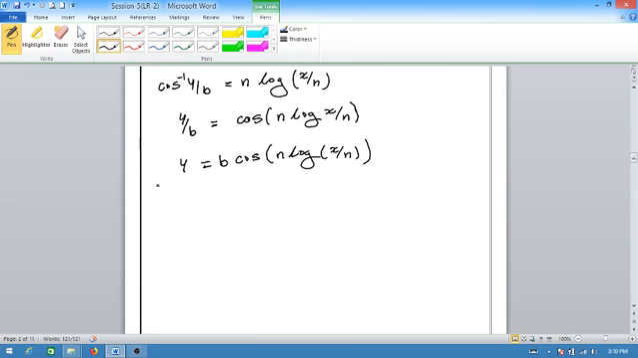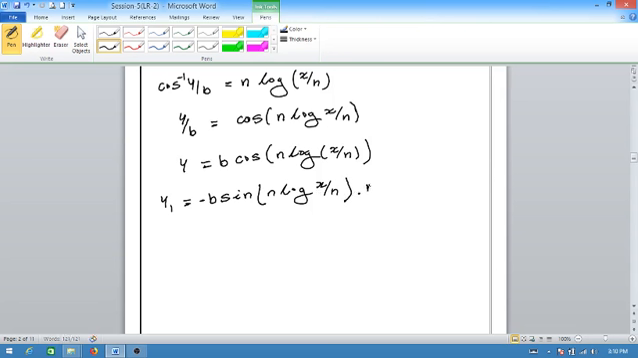So now differentiate. The differentiation of y is y1, which is equal to b into the differentiation of cos, which is minus sine of n into log x by n, right?